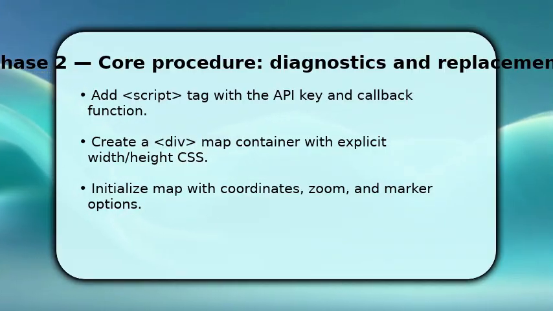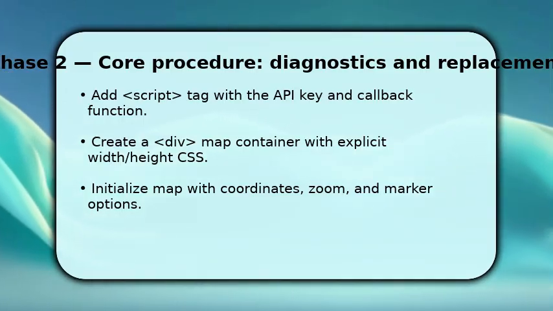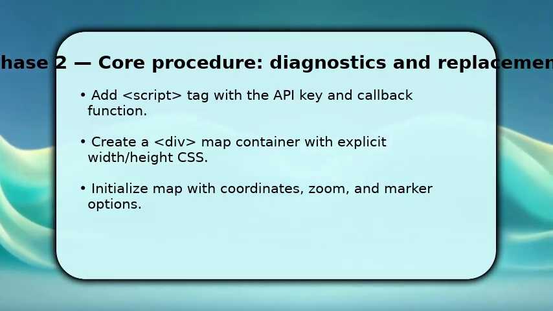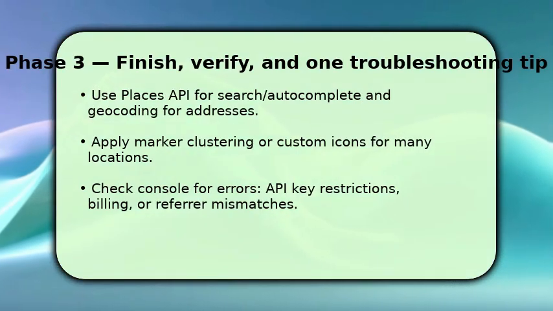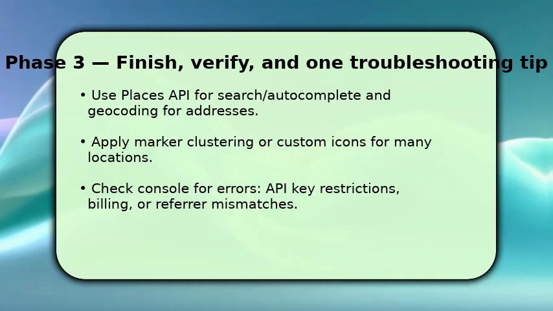Once done, test locally and on your domain to verify the map appears and reacts to controls. You finalize by integrating extras like places autocomplete or geocoder when you need address search. This improves UX significantly. If showing many points, implement marker clustering or custom icons to keep performance smooth.